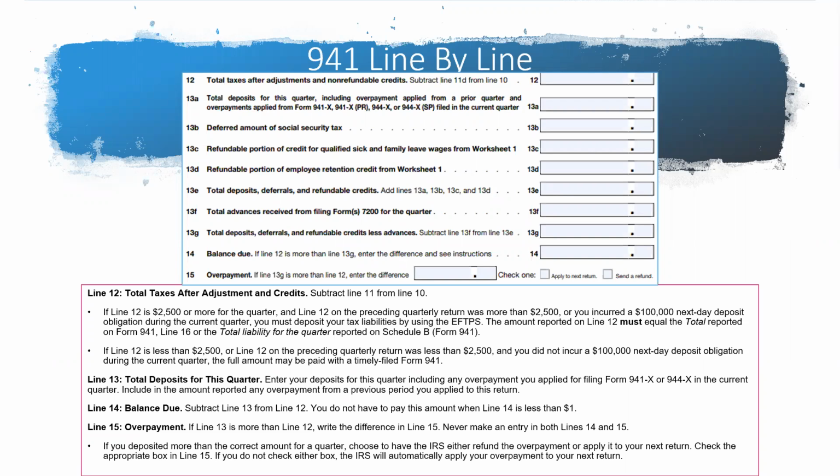13G, again, we're just going to do some math and we're going to subtract 13F from 13E. So if you got money from the IRS based off of the Form 7200 that were filed, you're going to go ahead and subtract that out so you don't claim it again.